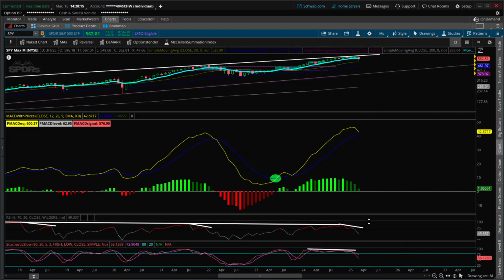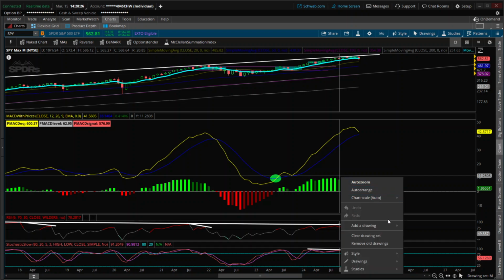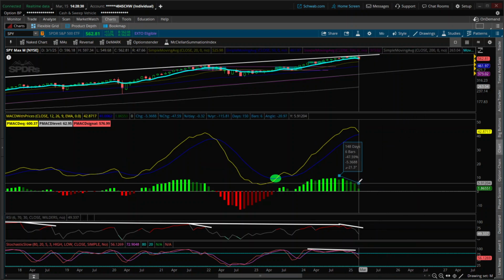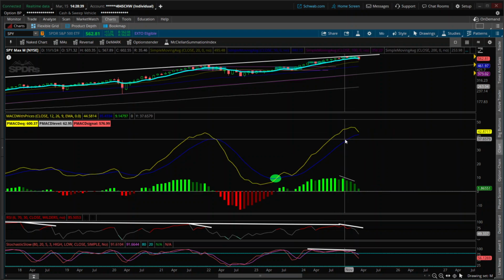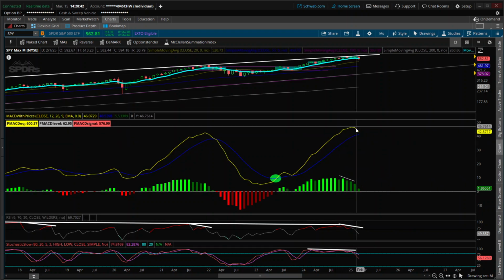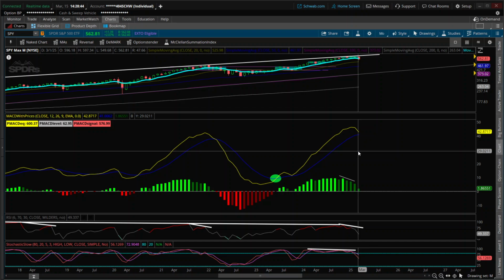So with that MACD, we're not getting the crossover yet, but we did have negative divergence here when we were making new highs on the histogram. So that histogram right there was the new high, started losing momentum. So that was showing that these two lines were converging. And that's what the MACD is. It's a moving average convergence divergence.